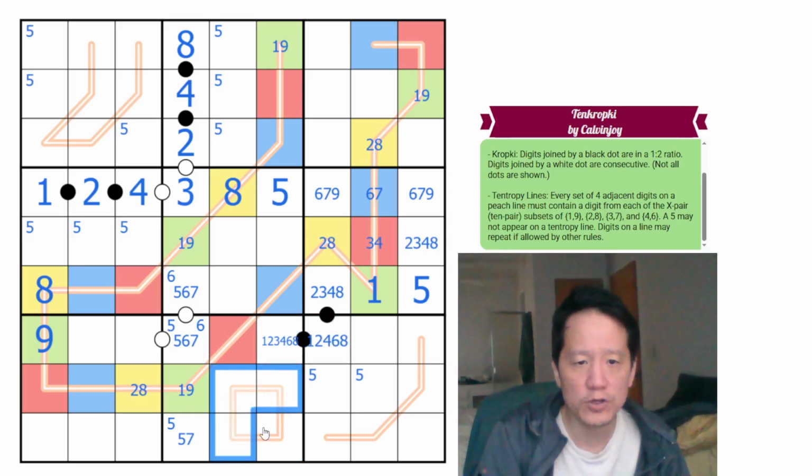We have all the greens. One of the greens has to be in this Tenkropki cell. So this can never be 1 or 9 because we already have all the 1s and 9s accounted for.